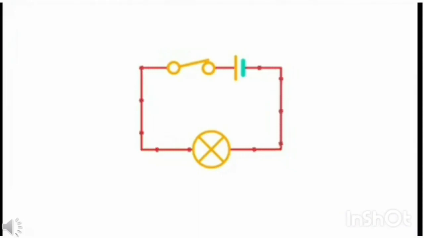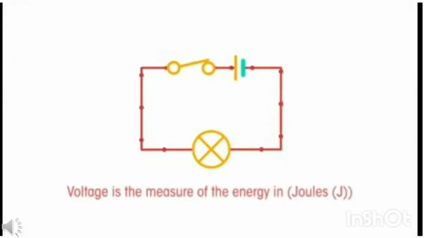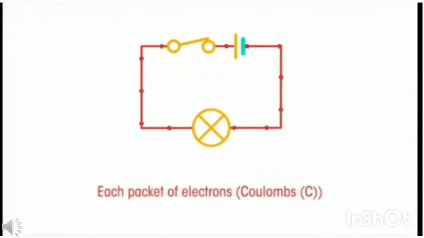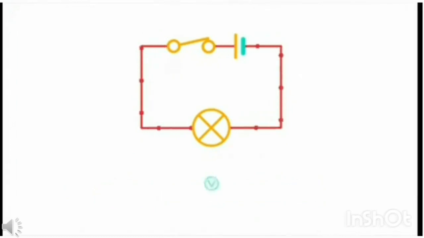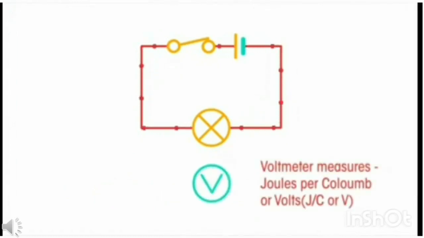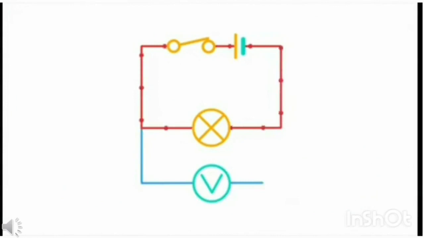The voltage is a measure of the electrical push that the battery gives to the electrons. It's a measure of the energy in joules given to each packet of electrons, coulombs. So the voltmeter measures joules per coulomb, or volts. Voltmeters are always connected in parallel when added to a circuit. In this diagram, the voltmeter is measuring the voltage across the lamp.